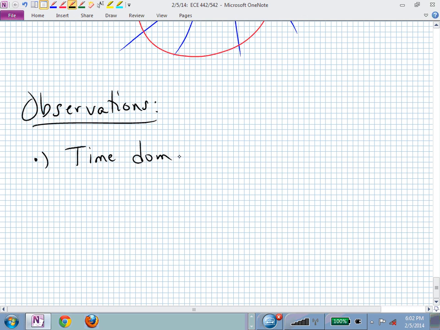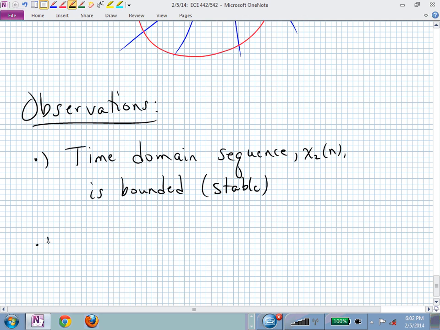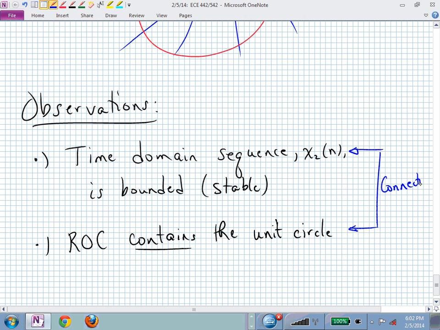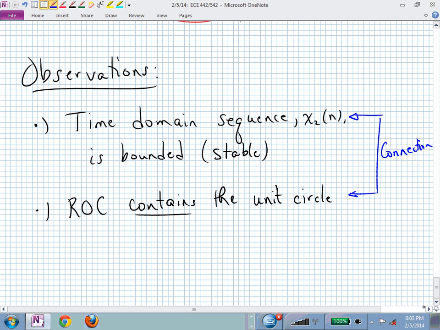The time domain sequence, which was little x sub 2 of n, this one was bounded, wasn't it? It was collapsing with time, or it was stable. And what did we know about the region of convergence and the unit circle? The region of convergence contains the unit circle. Again, that's the connection that we can make. Because that unit circle was contained within the region of convergence, we know the time domain sequence had to converge, or was bounded. That's what I should say, or was a stable sequence.